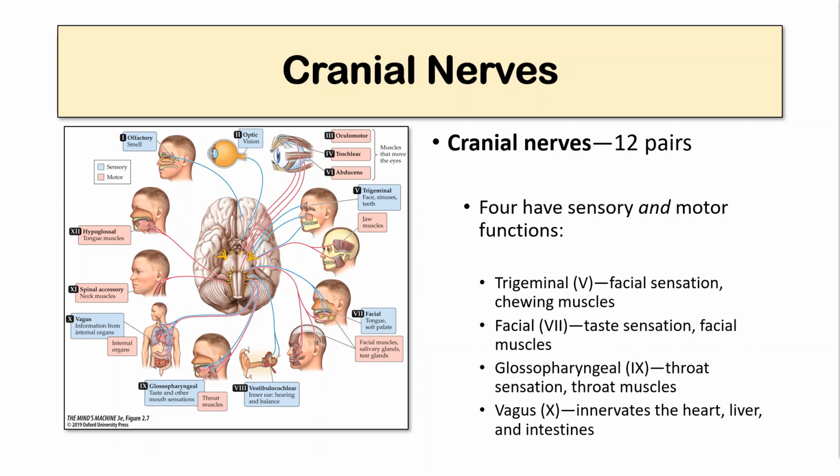Four of the cranial nerves have both sensory and motor functions. The trigeminal nerve, which is the largest nerve that we can see. Were we doing sheep brain dissections, that would probably be the easiest one for us to identify. The facial nerve, which is involved in both taste sensation and facial muscles. The glossopharyngeal nerve, throat sensation and muscles, and the vagus nerve, which innervates the heart, liver, and intestines coming down.